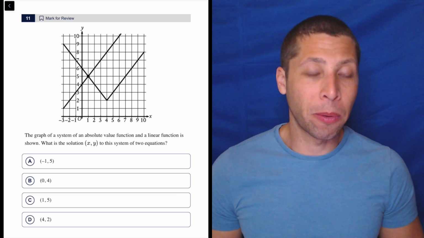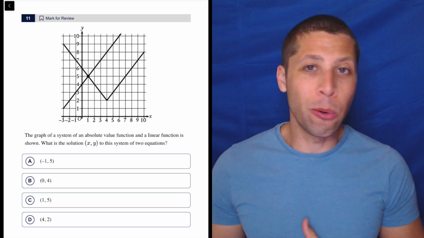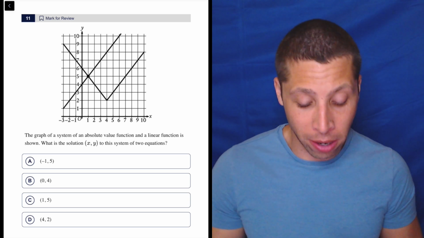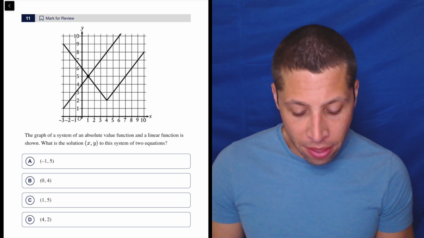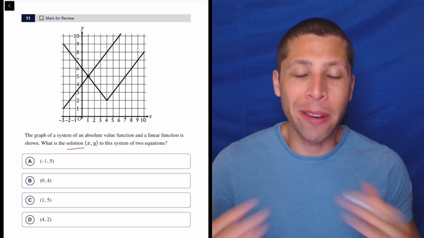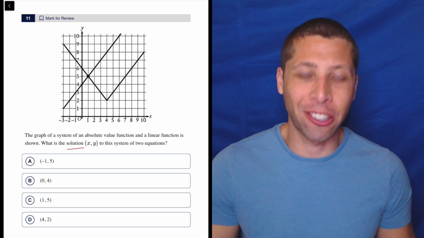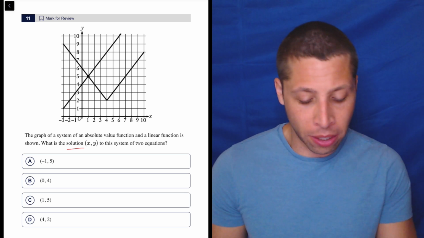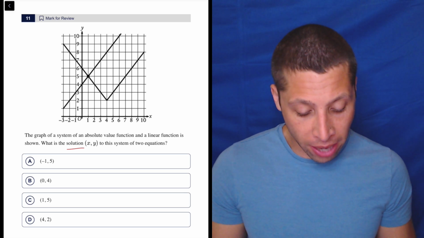We've seen questions like this before. Again, I don't really know who's getting stuff like this wrong unless you've never seen a graph before. We are asked to find the solution. It does not matter that it's an absolute value function. Nothing matters about what the equation actually looks like as an equation or as a graph. When we're asked for a solution, we're looking for where these things intersect.